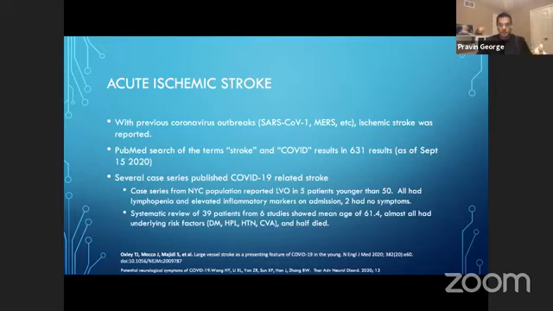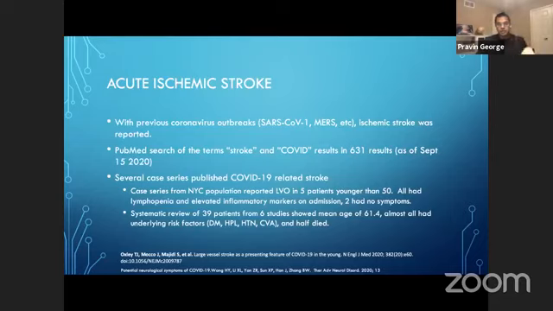In the case population from New York City, large vessel occlusion was in 5 patients younger than 50, all of whom had lymphopenia. They also had elevated inflammatory markers on admission. Two had no symptoms whatsoever of COVID, and they just had strokes in their 40s.